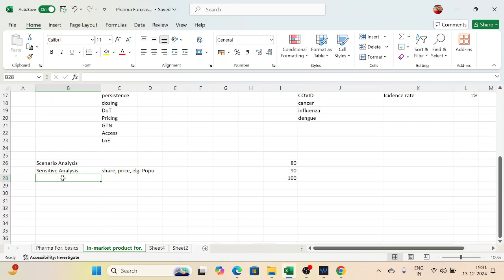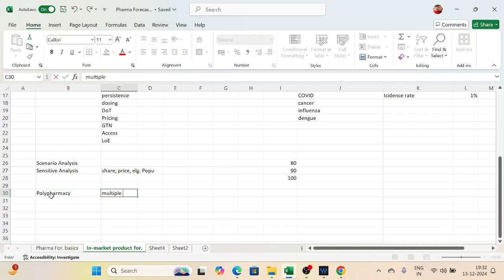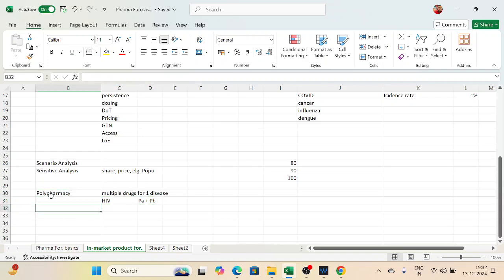After that, we have polypharmacy and concomitancy. What is polypharmacy? For example, there are multiple drugs for one disease, and the patient is using multiple drugs for one disease. Let's say HIV. The patient is using product A plus product B, or product C also. So this is polypharmacy. However, what is concomitancy?